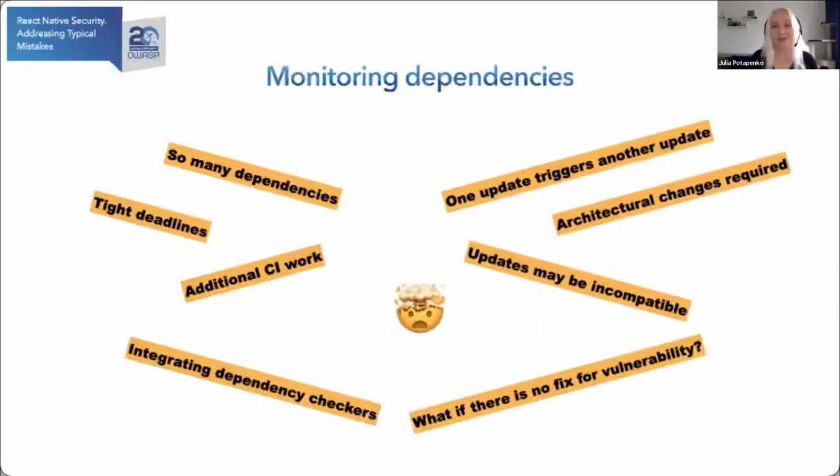So monitoring dependencies is not that easy for React Native. You are forced to use a lot of them. You will have a lot of additional CI work. For example, dependency checkers are a must. And then when you need to update your dependencies, you should consider that one update triggers another update. You may need to do some architectural changes to your application. Updates may be incompatible, and you may face some vulnerabilities that just do not have a fix. So what should you do in such a situation?